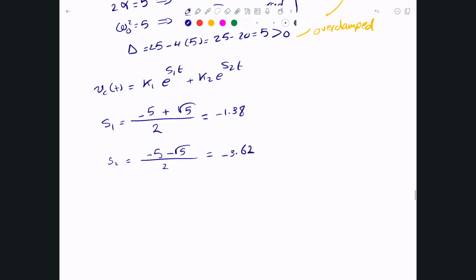All we have to do now is just tell VC of t is just simply K1 times e to the negative 1.38 of t plus K2 e to the negative 3.62 of t. And that is here in volts, for t greater than or equal to 0. However, we still are missing a couple of things, which are K1 and K2. We find them by two initial conditions.